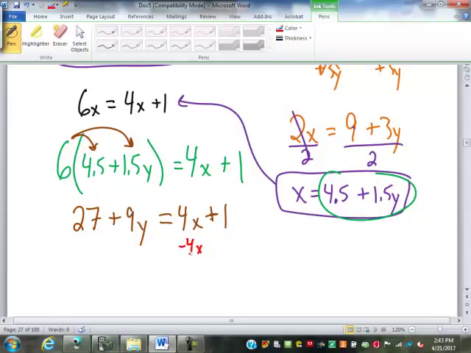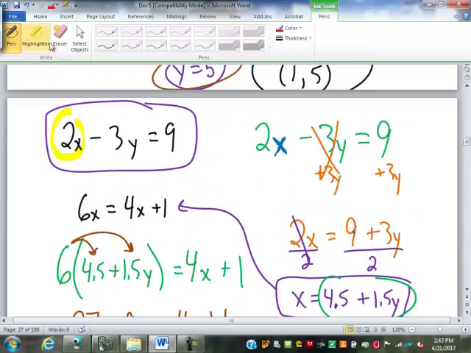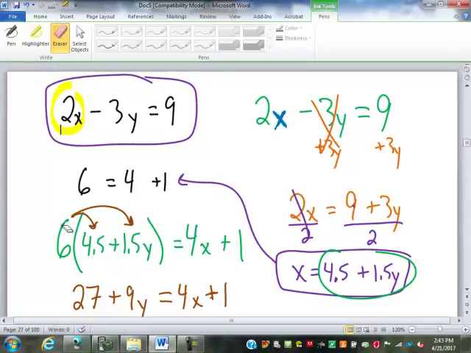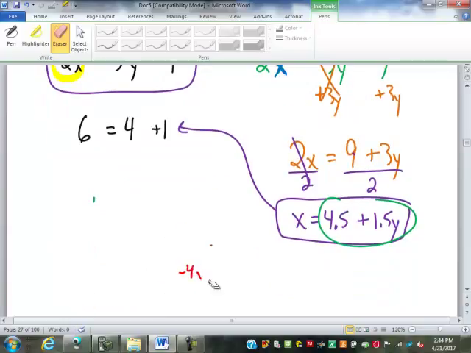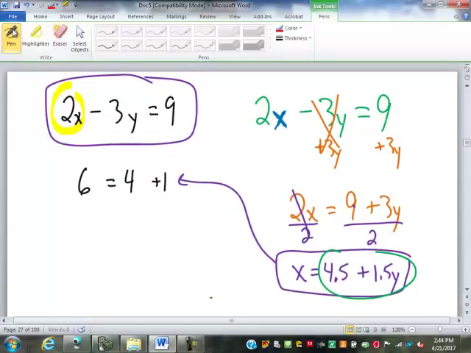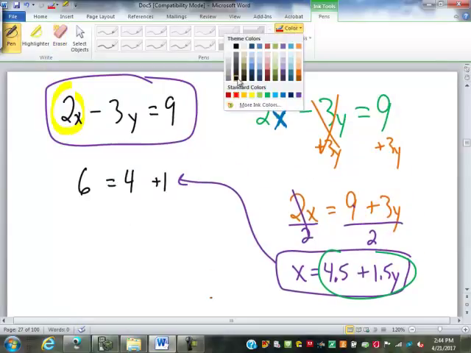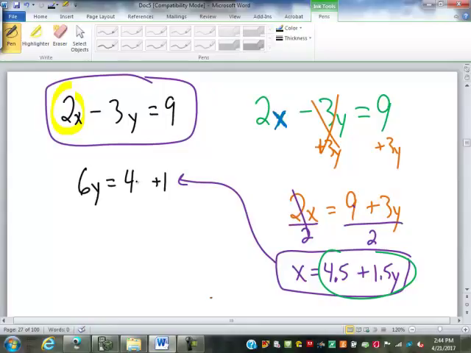Oops. I screwed up. I had x in there multiple times, didn't I? We're going to have to step back a step here. Now I'm going to have to give you the appropriate equation here so it actually works. This one should have been 6y equals 4x plus 1.